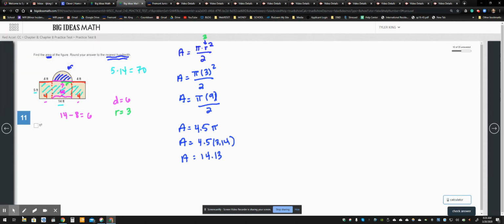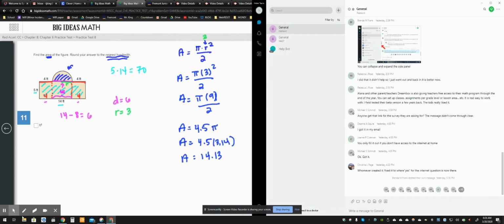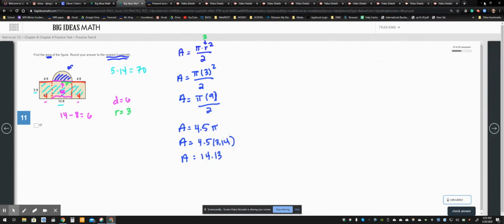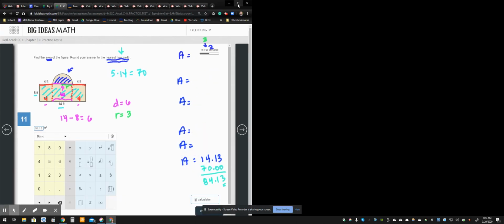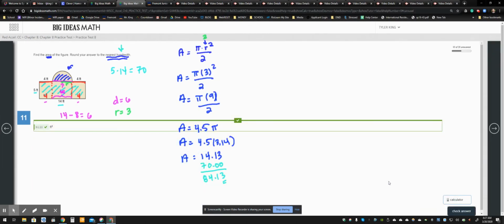Now, to find the area of the composite figure, we have to take our area of the rectangle, which we already found at 70. We're going to need to take the area of the semicircle, which we found at 14.13, and we're going to need to add them together. So we're going to take 14.13, add 70 to that, and we're going to end up at 84.13. Because it's already at the hundredths, we shouldn't need to change anything about our answer. So let's go ahead and check this out. We have 84.13. Now we're going to go ahead and check our answer, and we are good.